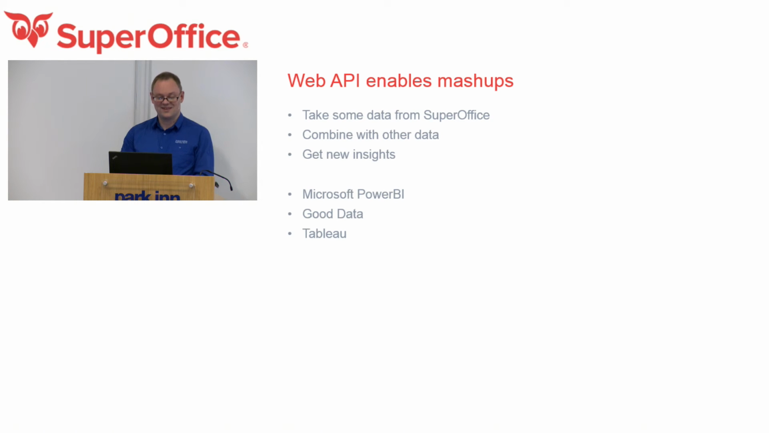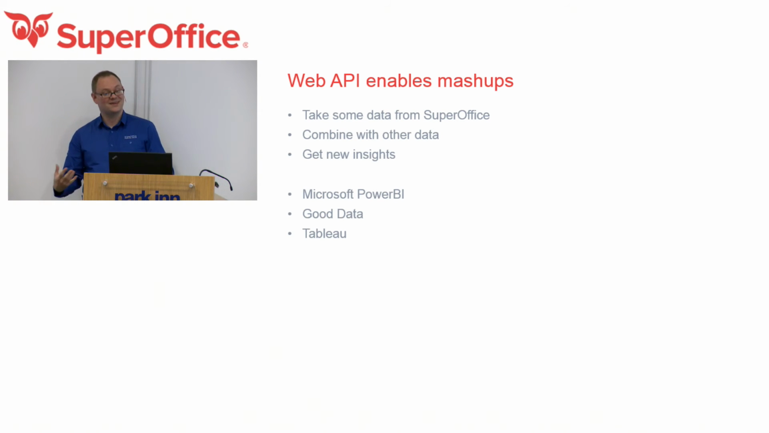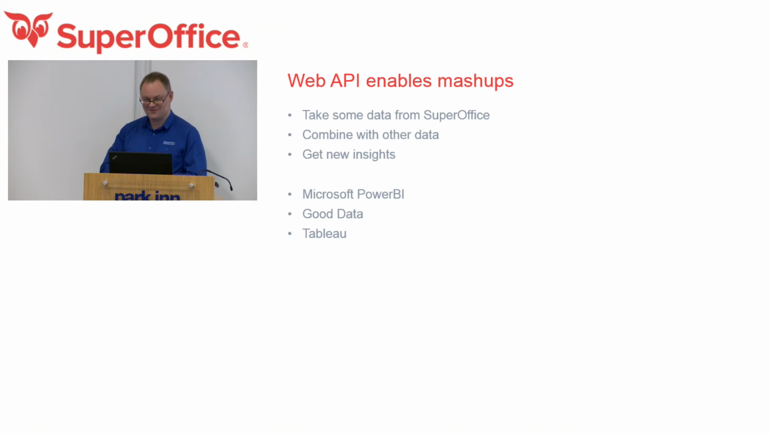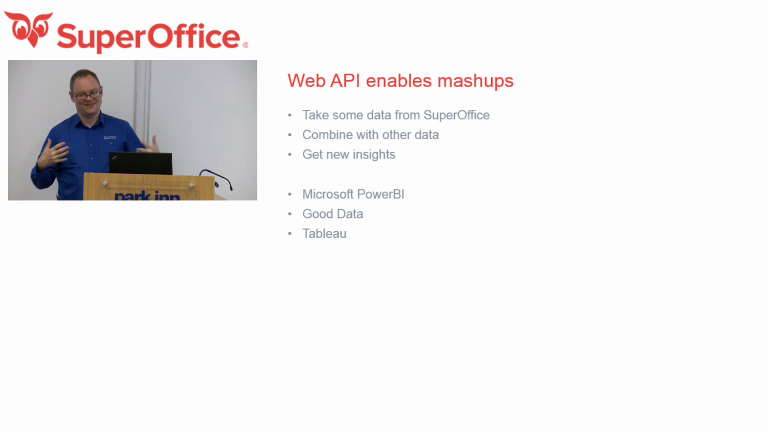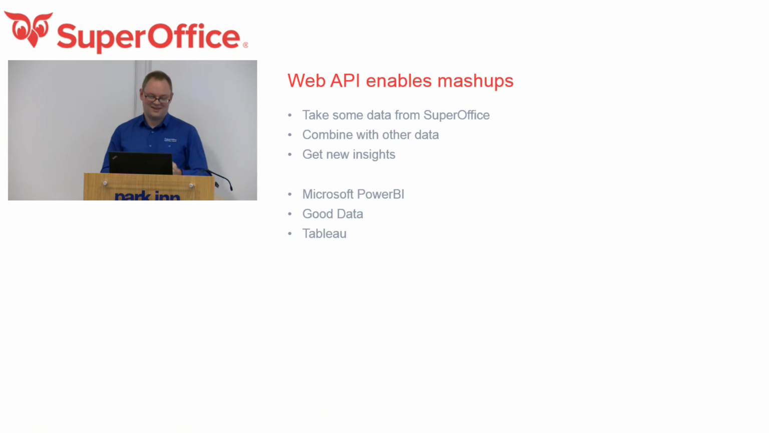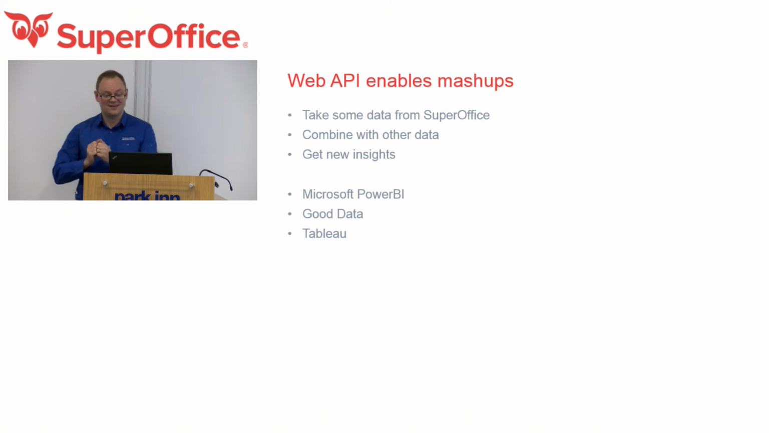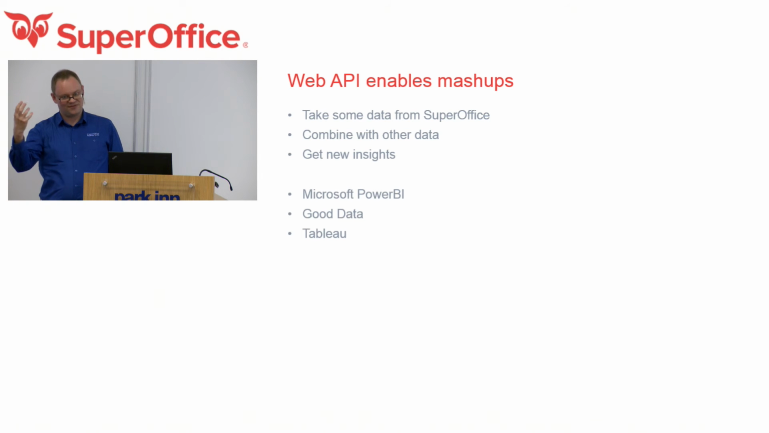And the nice thing about having a simple standardized API is that you can take data from lots of different places and easily combine them. So it makes it easy to do mashups of data from SuperOffice and data from other places. There are cloud providers like Good Data or Tableau, which basically exist to do exactly this: give me data from one URL and data from another URL, and I'll give you a nice user interface to combine these things.